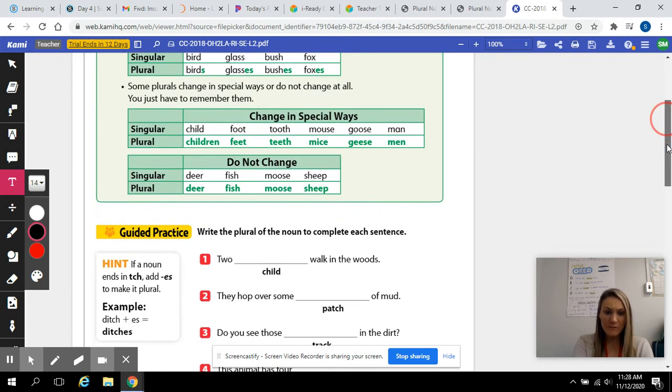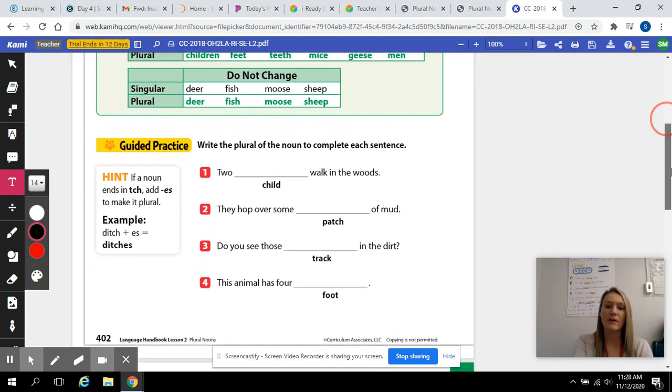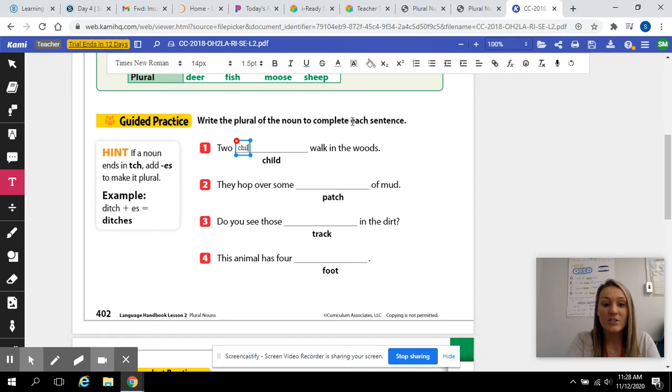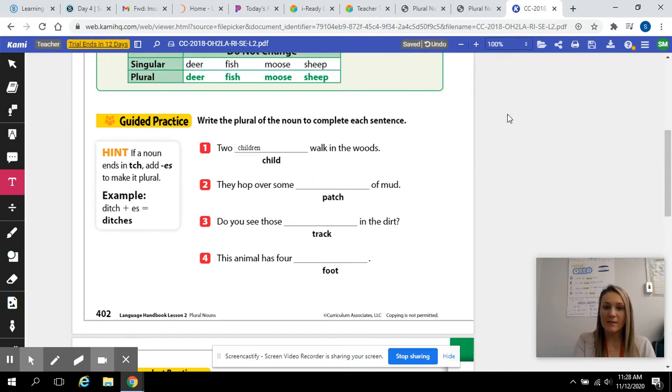So we are going to write the plural of the noun to complete each sentence. So I'll do 2 with you, you do 2 on your own. So 2 child walk in the woods, not 2 child walk in the woods. We would say 2 children walk in the woods. Okay, makes sense? Child, plural is children.